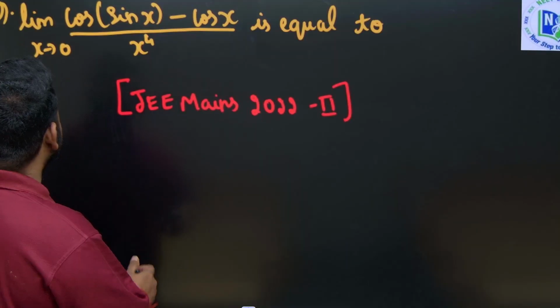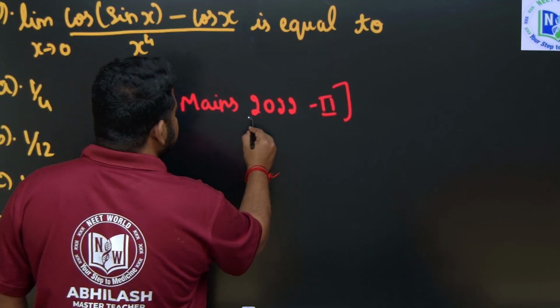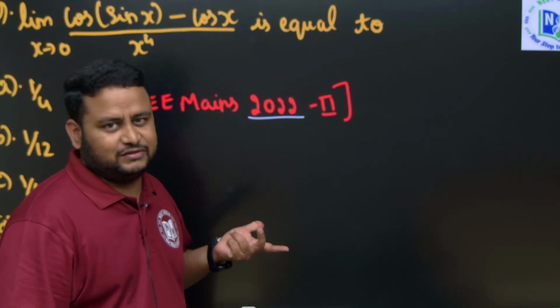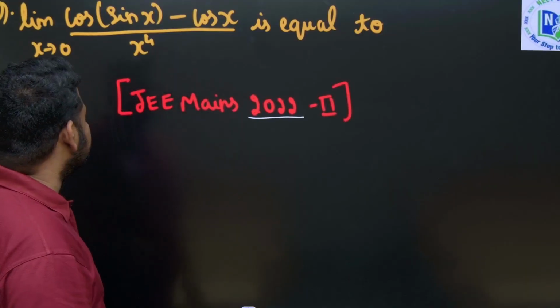They have given, JEE Mains 2022, this question was given. Limit of cos of sin x minus cos x by x to the power of 4. Here we can write the expansion for sin x and solve the question, but I am not going to solve using the series. 99.99% of the time you don't want the series. Even without using the series, friends, we can solve the question. Got it? Now let us solve with this one.